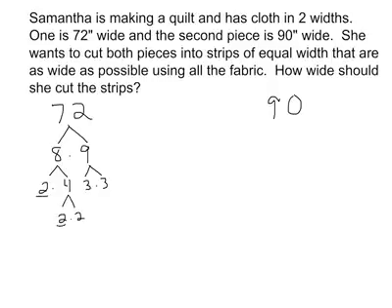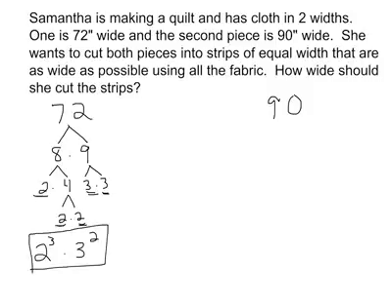And now I'll go to the roots of my tree and I will find that 72 is 2 cubed times 3 squared. So 1, 2, 3 factors of 2 and 2 factors of 3. So 2 cubed times 3 squared.